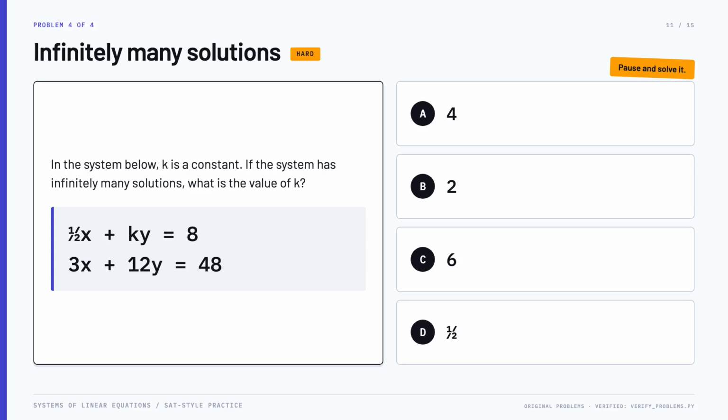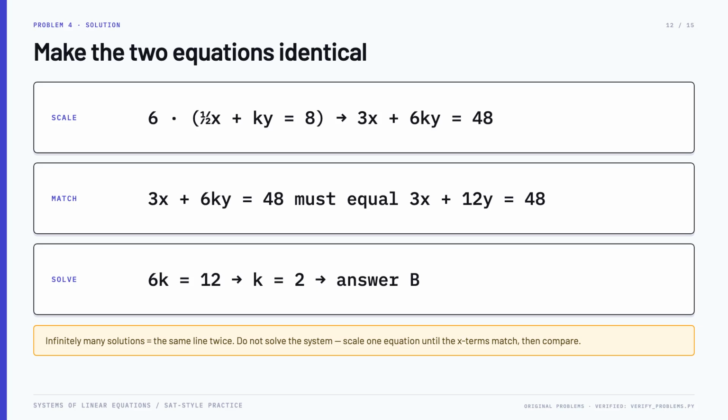Problem 4, hard. 1/2 x plus ky equals 8, and 3x plus 12y equals 48, where k is a constant. If the system has infinitely many solutions, what is k? Choices, 4, 2, 6, or 1/2. Pause and solve it. Infinitely many solutions means the two equations are the same line. So make them identical. Multiply the first equation by 6. 3x plus 6ky equals 48. Now compare with 3x plus 12y equals 48. 6k must equal 12, so k equals 2. Answer B. Notice we never solved the system.